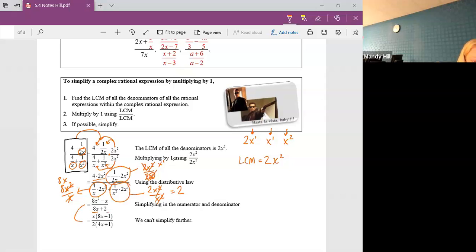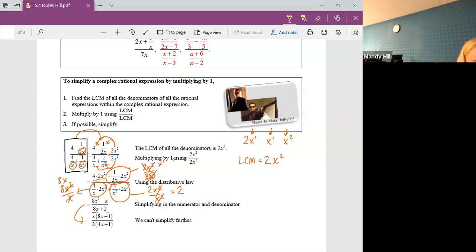Then the last thing they did was reduce it to see if they could simplify it any further. They noticed that there was an x in both of these terms, so they pulled the x out front. They factored it out. On the bottom, they noticed that there was a 2 in both of these terms, so they pulled the 2 out front and factored that out.